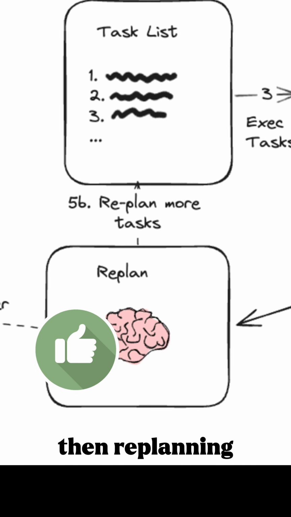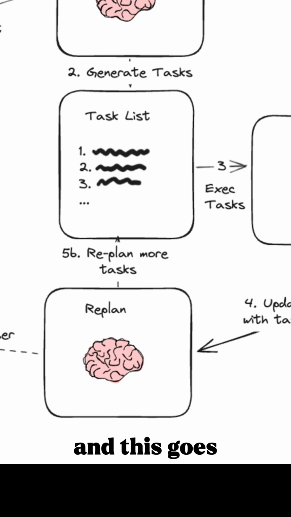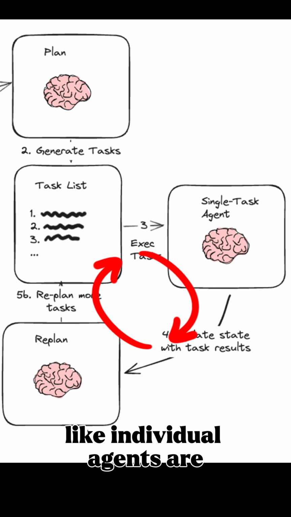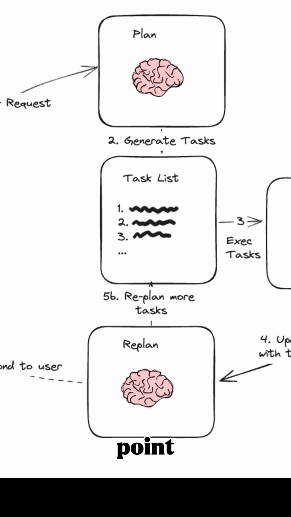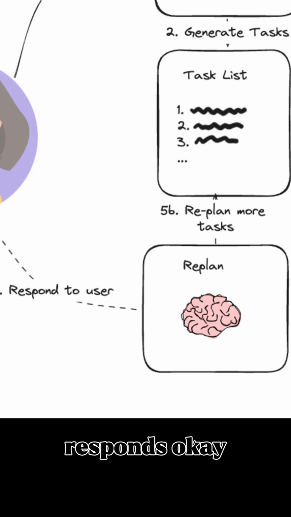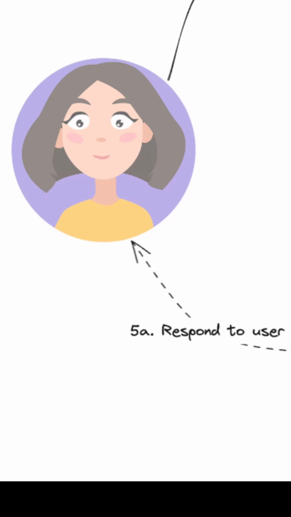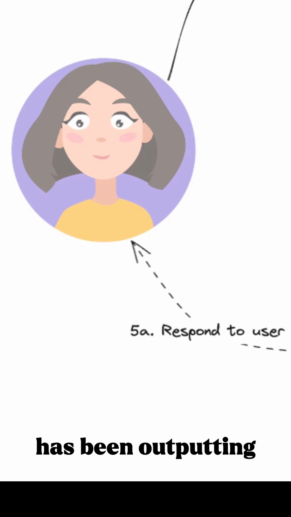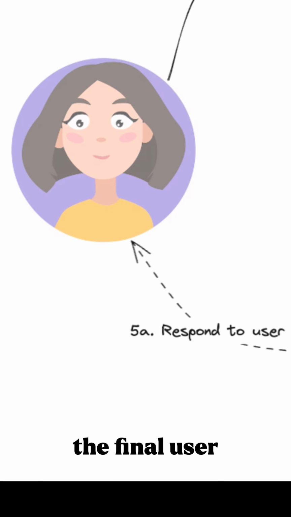So this is replanning still-to-be-executed tasks, and this goes in cycles. The replanner always tells whether there is more to be executed, like individual agents are then executed, and at some point when the user request is fulfilled, the replanner responds, okay, I do not need any more replanning, we can return the result to the user. Here the responsibility of the replanner is also to finalize the answer and summarize what the previous agents have been outputting, to then forward the answer to the final user.